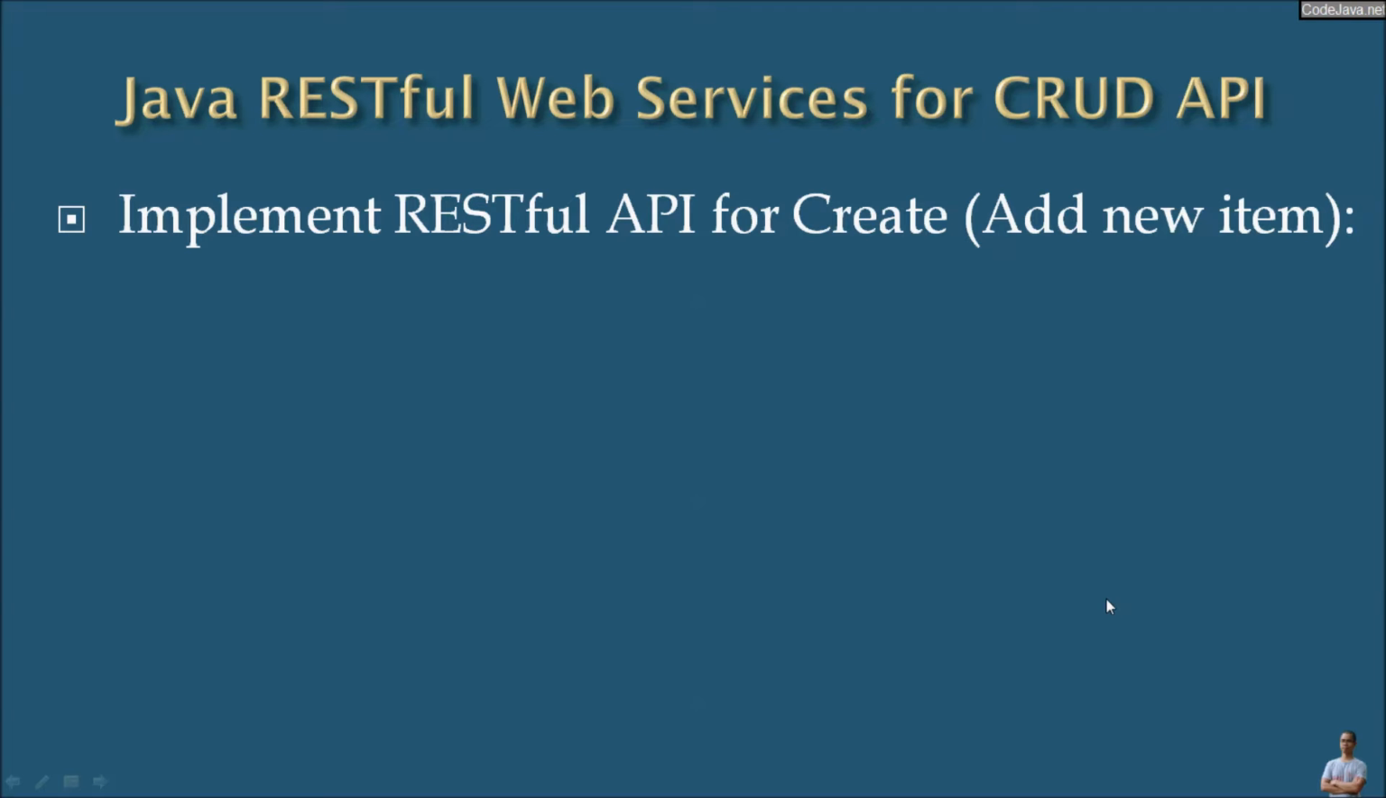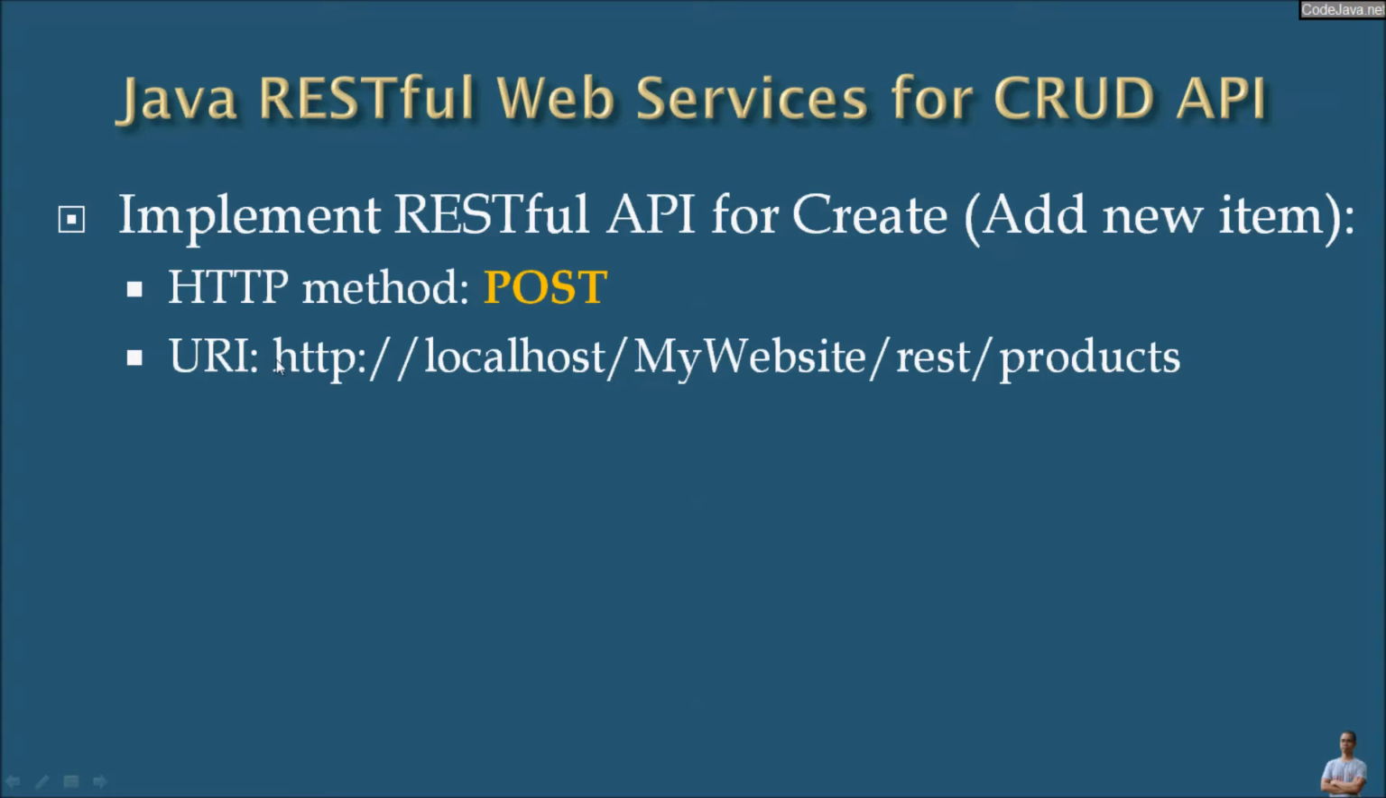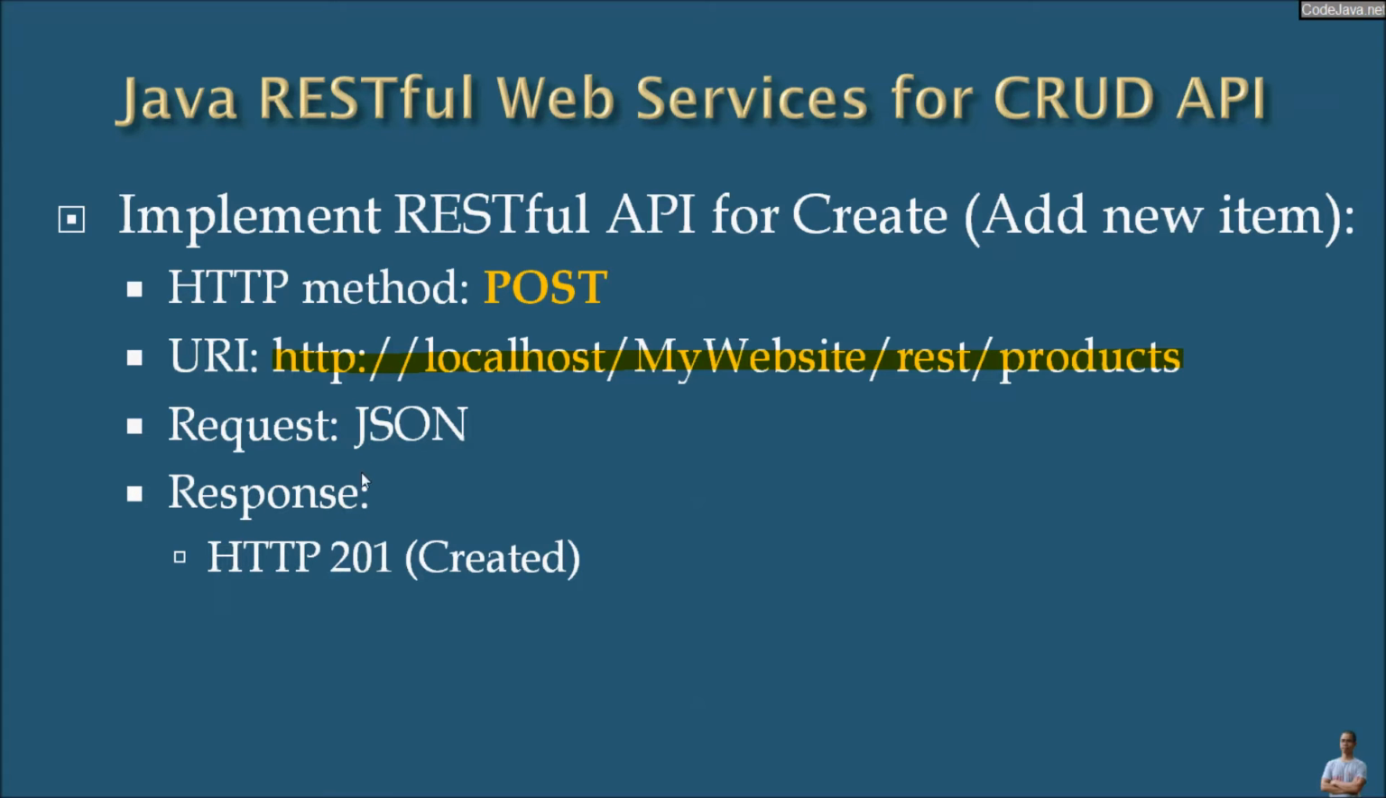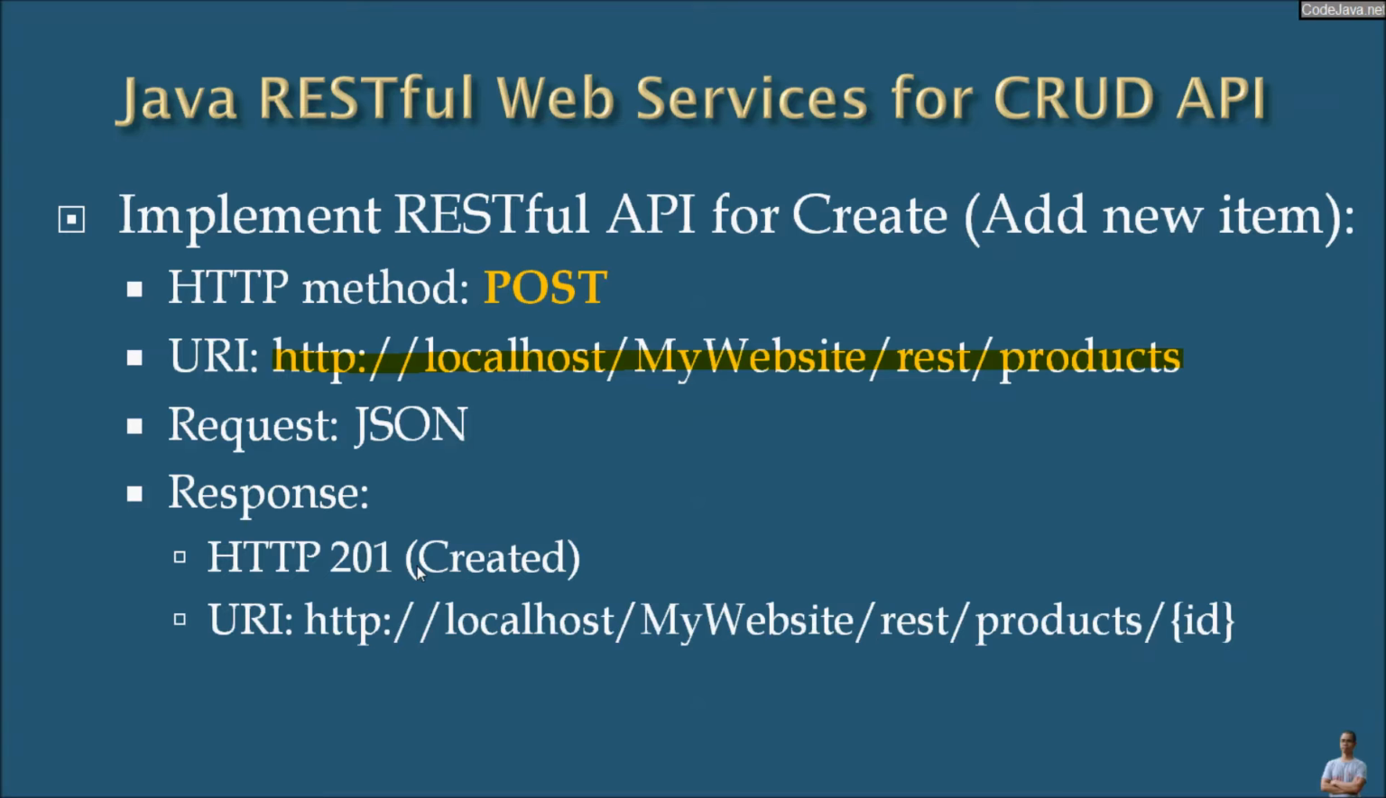Next, let's implement a RESTful API method for the create operation, or adding a new item, new product, and the client must invoke the API via HTTP POST method, and this is a URL same as listing of products, and the client must send product information in JSON format, and the server response is HTTP status 201. That means resource created and includes the URL of the newly created product, and you can see the ID of the newly created product is appended to the end of the URL here.